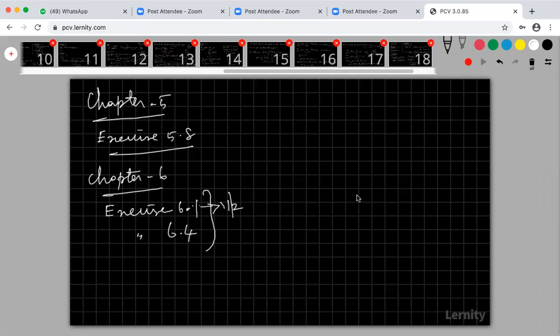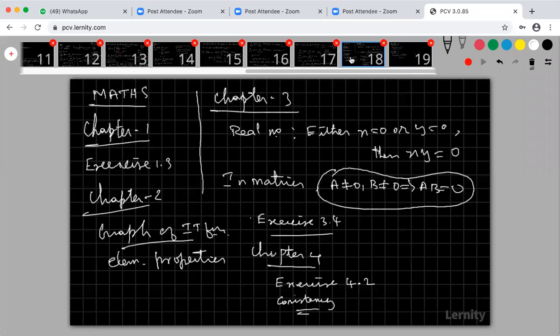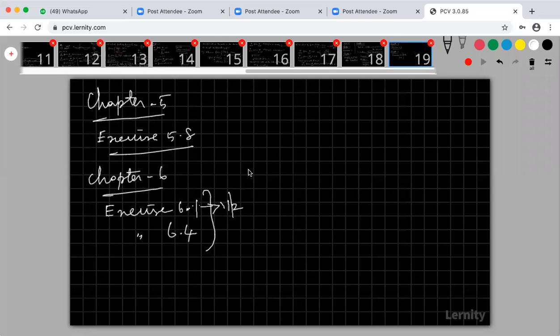Right. Chapter 2 of volume 2 we will discuss tomorrow, because today I have only volume 1. All these first 6 chapters are volume 1. Volume 2 we will discuss tomorrow.